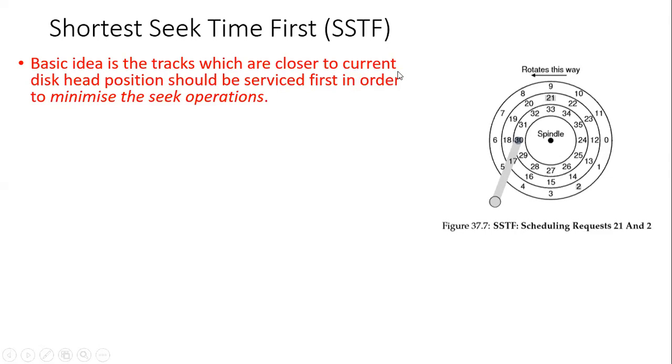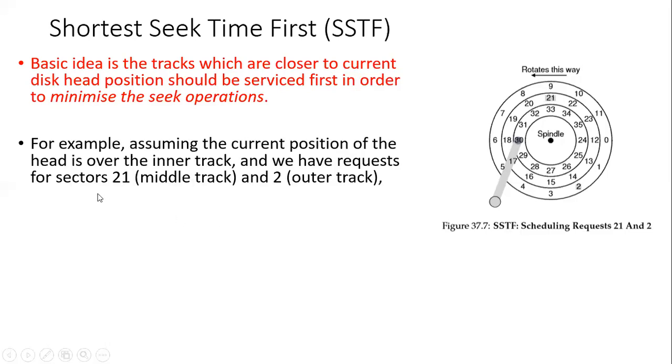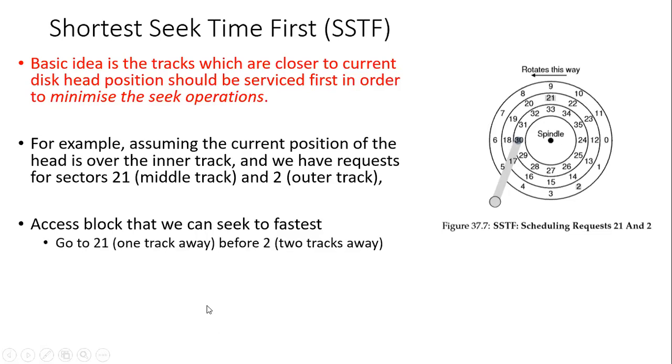Suppose in this case, by using the concept of shortest seek time first, it will process the request of 21, and then it will process request 2. The same thing is written over here. Assuming the current position of the head is over the inner track, that is on 30, and we request sectors 21 and 2. So what will happen? It will stick to the fastest block. Of course, the fastest block will be 21, as it is available at track 1.